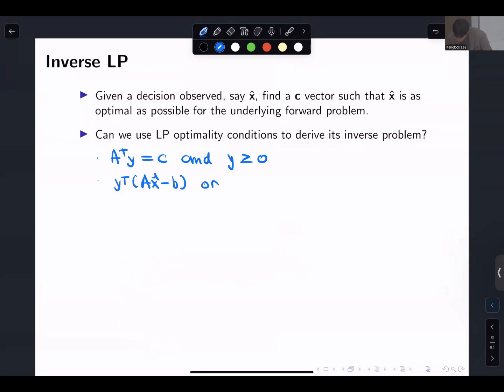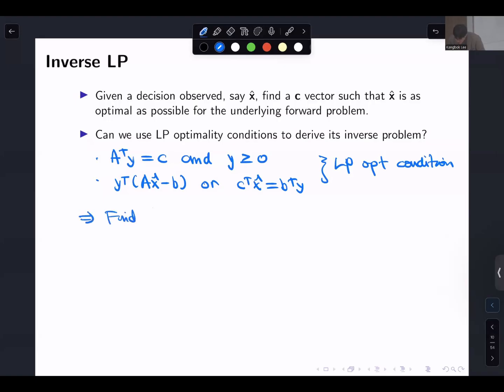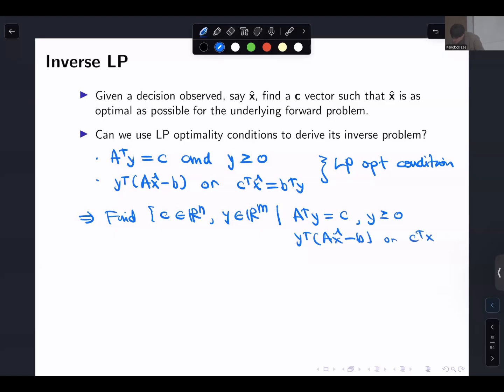This is complementary slackness, and this is strong duality. Either way, it's the same. So these are the LP optimality conditions. So what that means is the problem becomes finding a set of C vectors and also Y such that A transpose Y is C, Y is non-negative, and you can choose either of these two conditions, be it complementary slackness or strong duality. That is all I need.